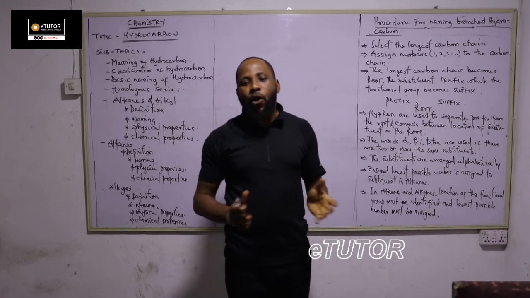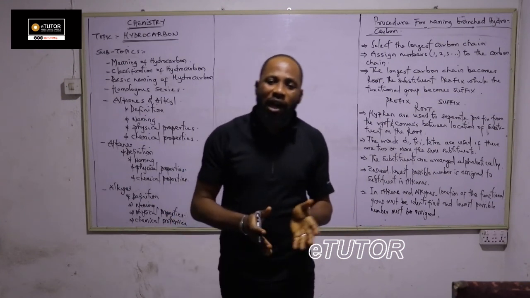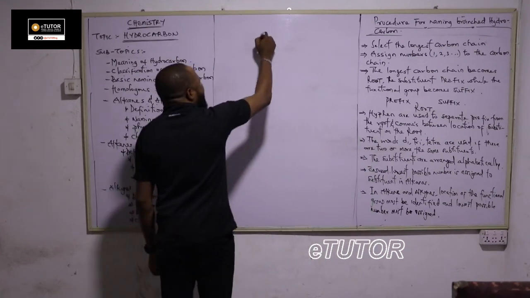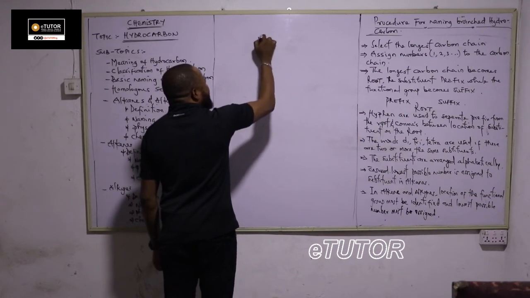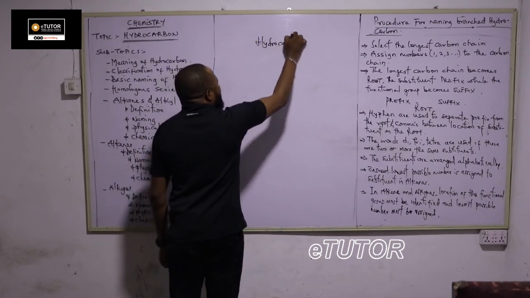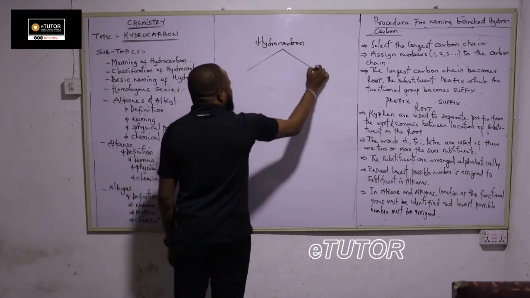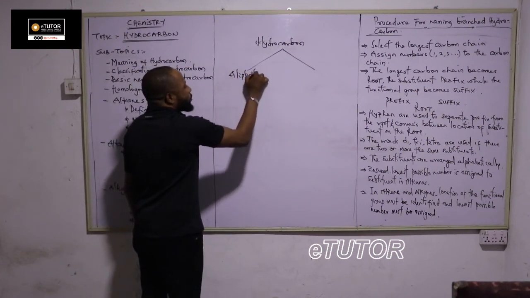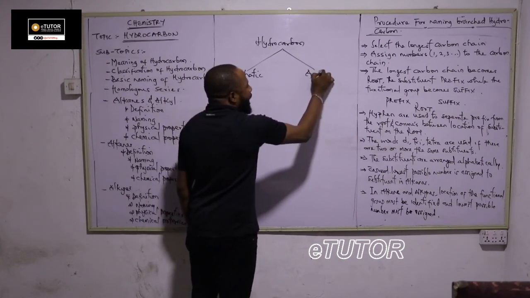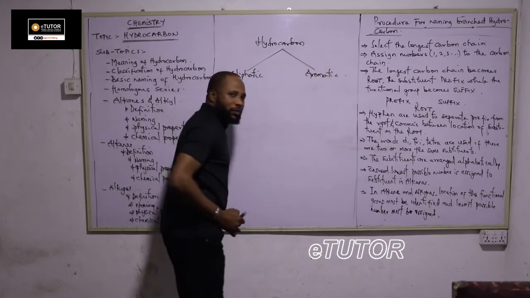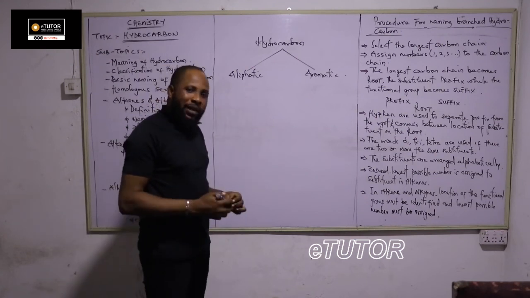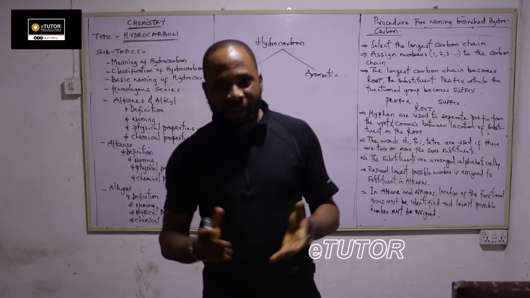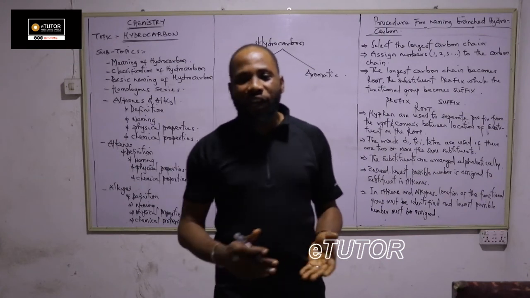Hydrocarbon is a compound that contains two elements, which are carbon and hydrogen only. They are classified into two groups. We have the aliphatic hydrocarbons and we have the aromatic hydrocarbons. The aliphatic hydrocarbons are hydrocarbons with straight, branch or ring chain.